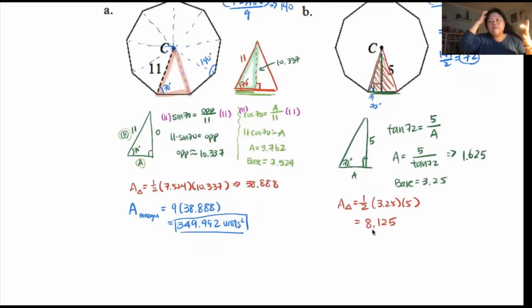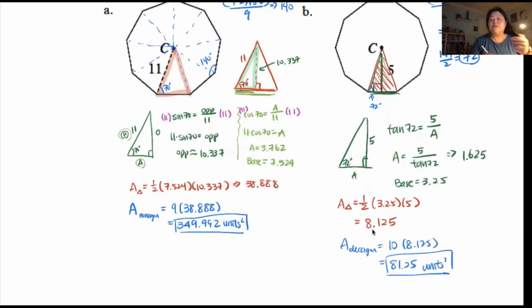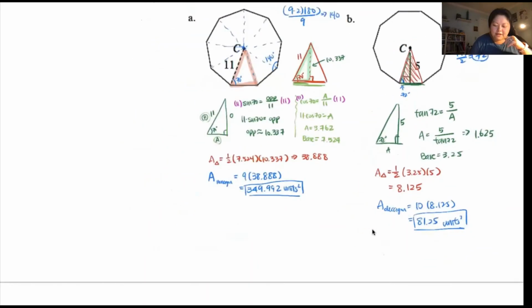How do you know how many triangles there are? Hint, it's the same number as the number of sides. So in the nonagon, we had 9 triangles. That's why in that last step, we did 9 times the red triangles. Now this is the decagon. So we're going to do area of decagon. We're going to do 10 triangles. So I get 81.25 square units for this particular decagon. Okay. All right. Moving on.